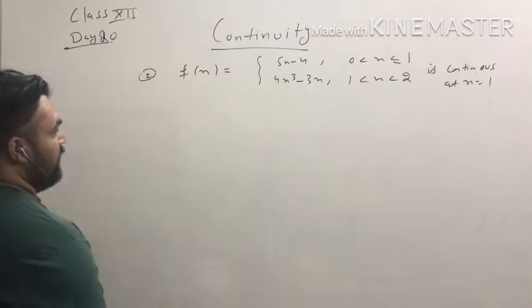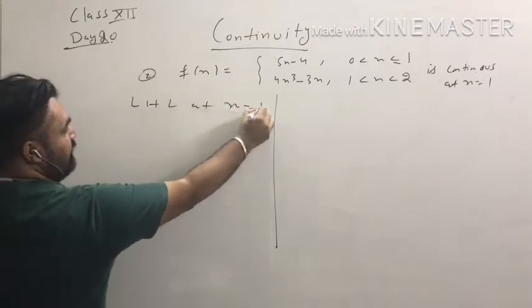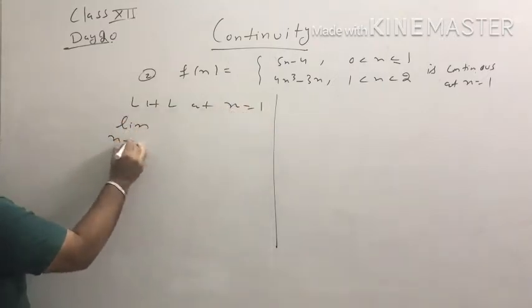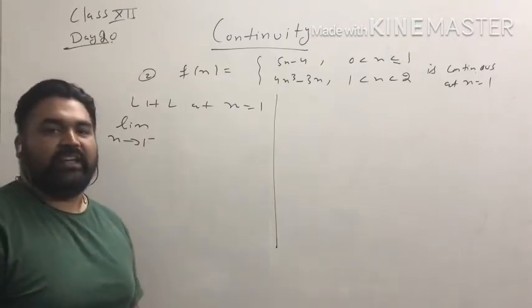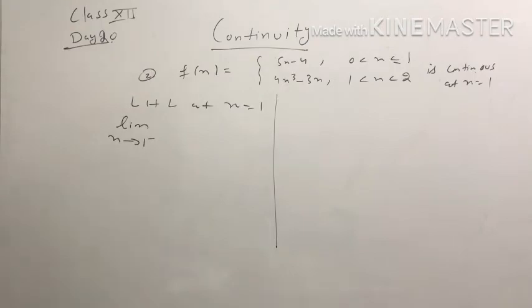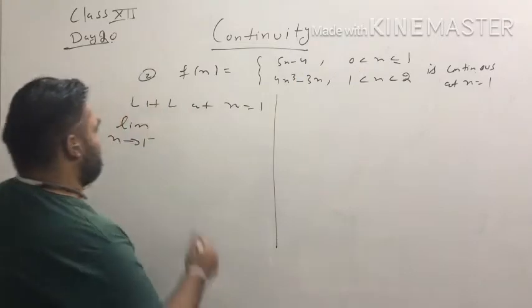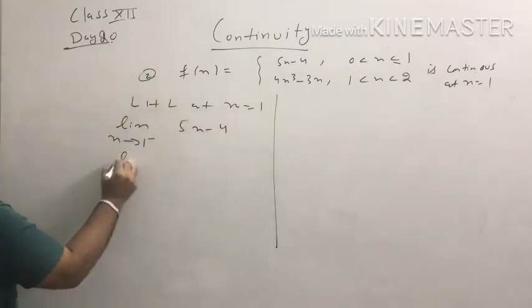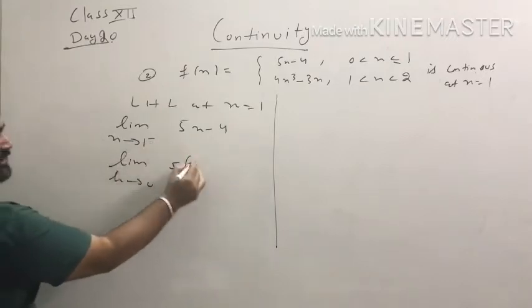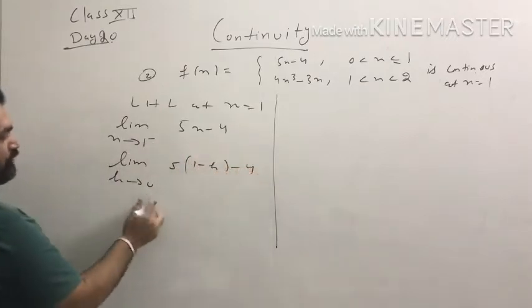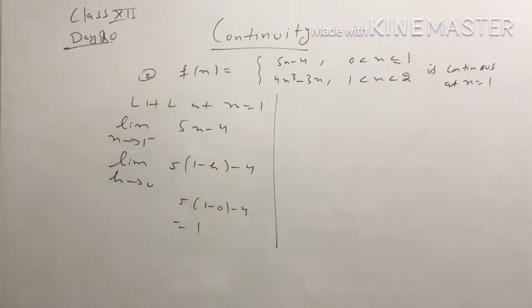So at x equals 1, first of all, left hand limit at x equals 1. So left hand limit means x tends to 1 minus, simple. Now whenever it is 1 minus, we take the function with the negative sign. Now x less than or equal to 1 means 5x minus 4. Now change the limit, h tends to 0. Now what is the value of x? 1 minus h. Put the value h equals 0. So we are left with the answer 1.